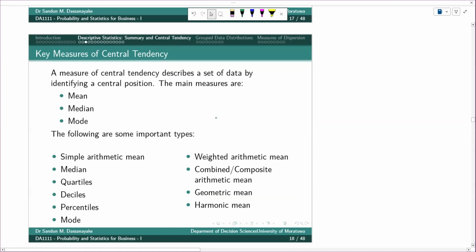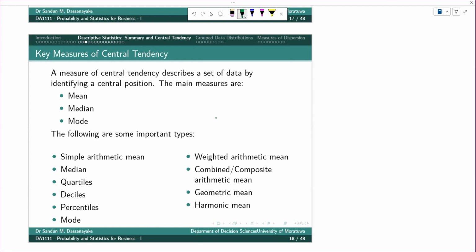The key measures of central tendency are mean, median, and mode. I'm sure you have heard of these things. I don't need to explain what mean is, but we'll quickly go through. Mean is simply the average of things, and the median is the central point of where the data is spread. And then you have mode, the frequency of appearance.